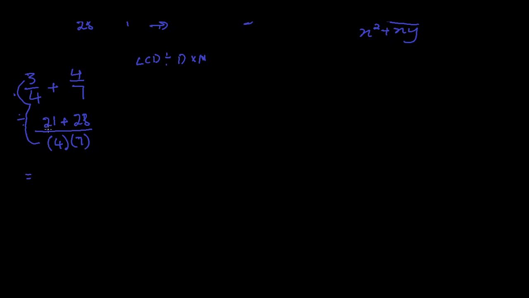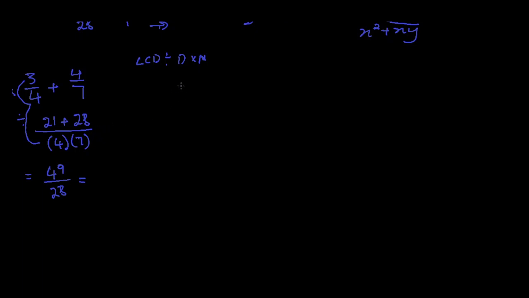Then you'll add the numerators above, so it's 21 plus 28. It's going to bring us to 49 over, then you'll multiply the denominators, which will be 28. 4 multiplied by 7 is 28, and it can be simplified further. So this will be your answer. Then you can punch it into your calculator to get it in the simplest form. So this is how you add fractions. So let's use an example that has variables in it.